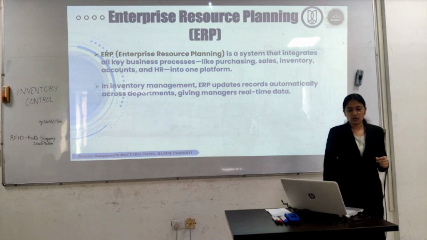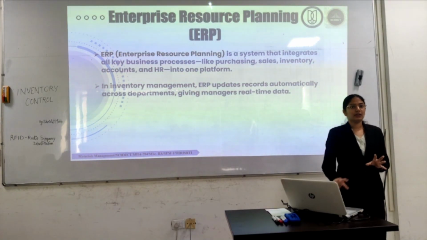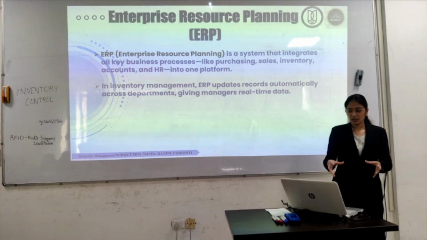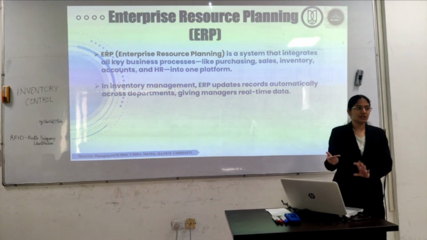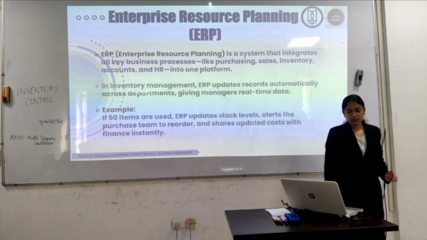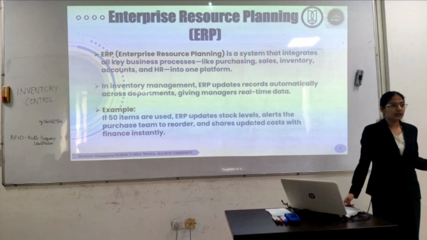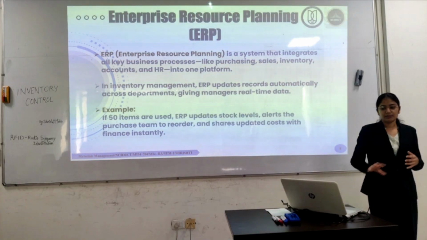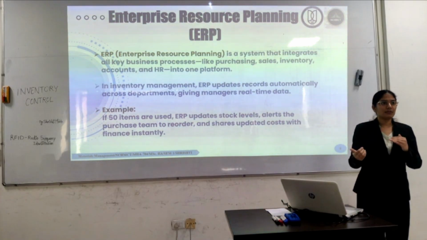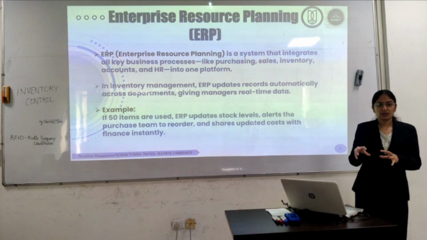So ERP updates records automatically from all the departments. Like if purchasing has been done, it informs the other departments in the system. It reflects that this many items have been purchased. So the inventory has been updated, and accounts show how much amount of items has been purchased. For example, if 50 items are used in the laundry, it updates the records that 50 items are being used. So how much needs to be purchased for future need.